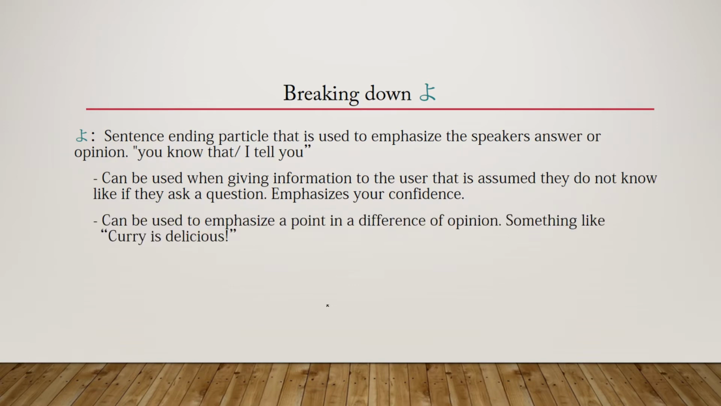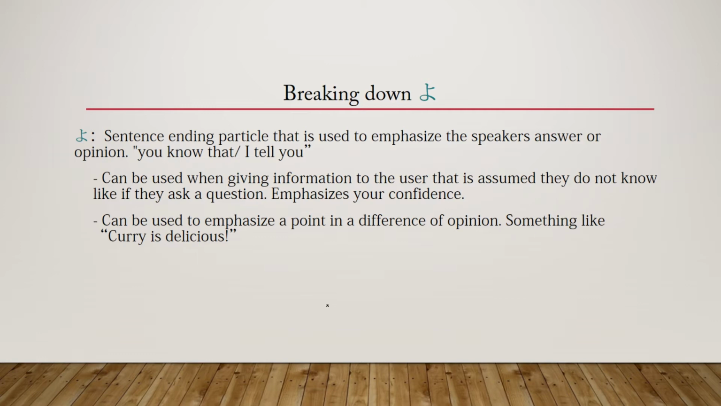Now, another time you can use the yo particle, it can be used to emphasize a point in a difference of opinion. So I put the example here as something like, the curry is delicious. The way that I think about this is like two friends arguing back and forth. One friend might say something like, oh, curry is disgusting. And then you would reply with something like, what? Curry is delicious. And then that yo at the end really emphasizes that you have a difference of opinion and you are asserting your opinion. No, it is delicious. It's not disgusting. Something like, curry wa oishii desu yo. That yo at the end gives that emphasis.